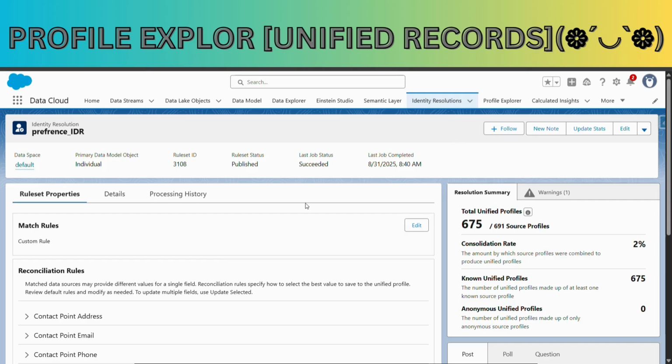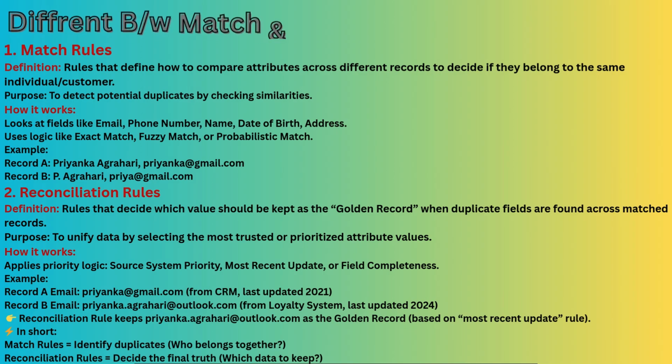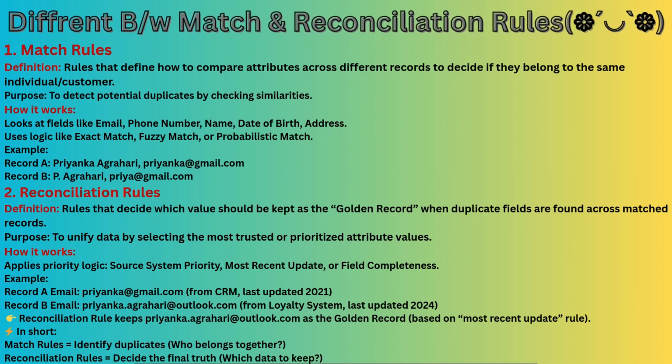Okay, so next we will discuss another part of Data Cloud. Now we are talking about match and reconciliation rules differences. So match versus reconciliation rules. To put it simply, match rules find the duplicates and reconciliation rules decide which details to keep when duplicates merge together. So they form the brain and the judgment system of identity resolution, right? So this is about the match and reconciliation rules differences.